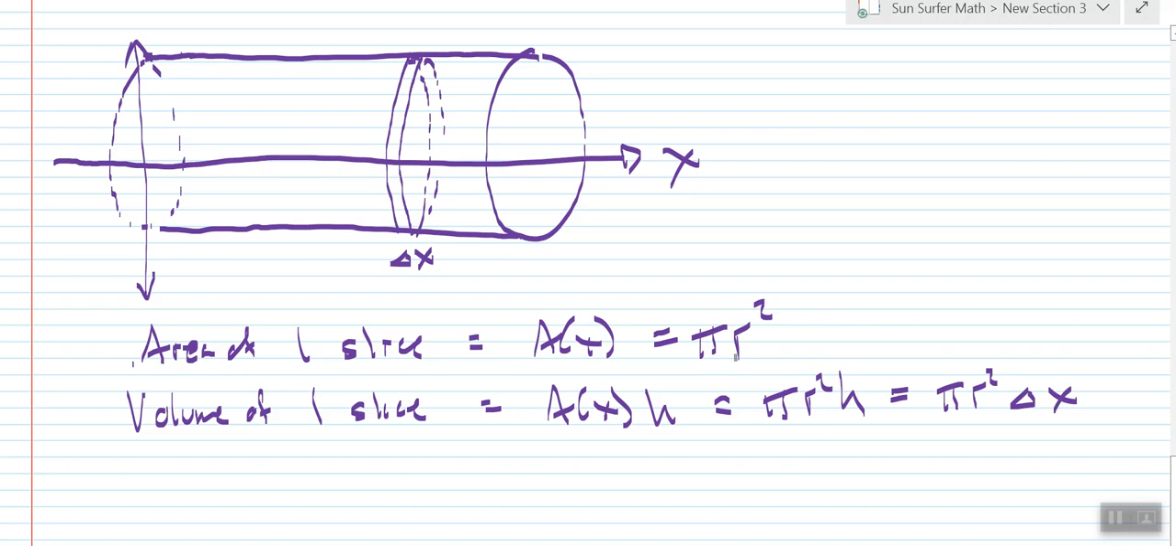Well, what if we want to find the volume of the entire thing? Then what we would have to do is we would have to take multiple slices. What about the volume of multiple slices?